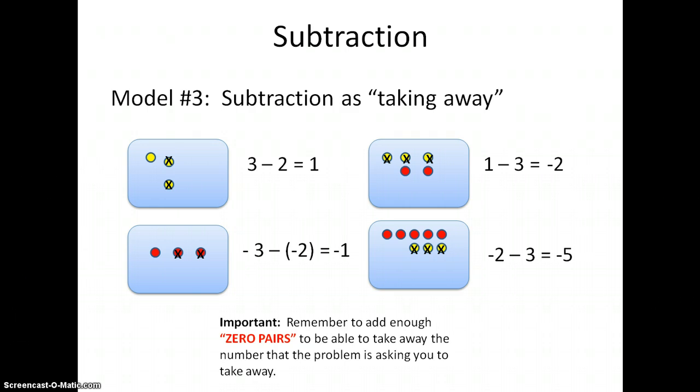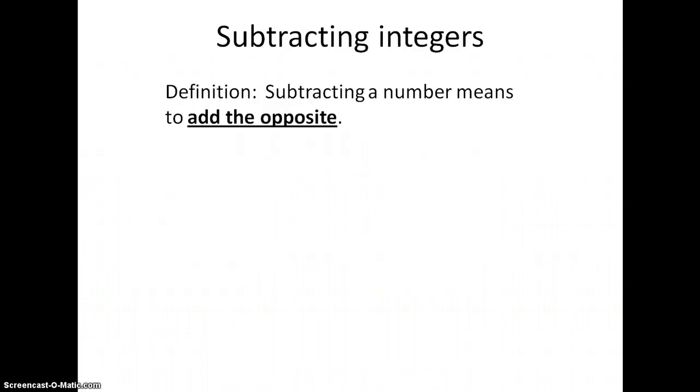It's a little easier to visualize subtraction with integer chips, but there are some rules that we can use so that we don't actually have to use number lines or integer chips when we're just doing problems on our paper. So the definition is, subtracting a number means we're going to add the opposite. When you see the subtraction sign, we're going to change it to an addition, and we're going to change the sign of the next number after it. So we're going to add the opposite.